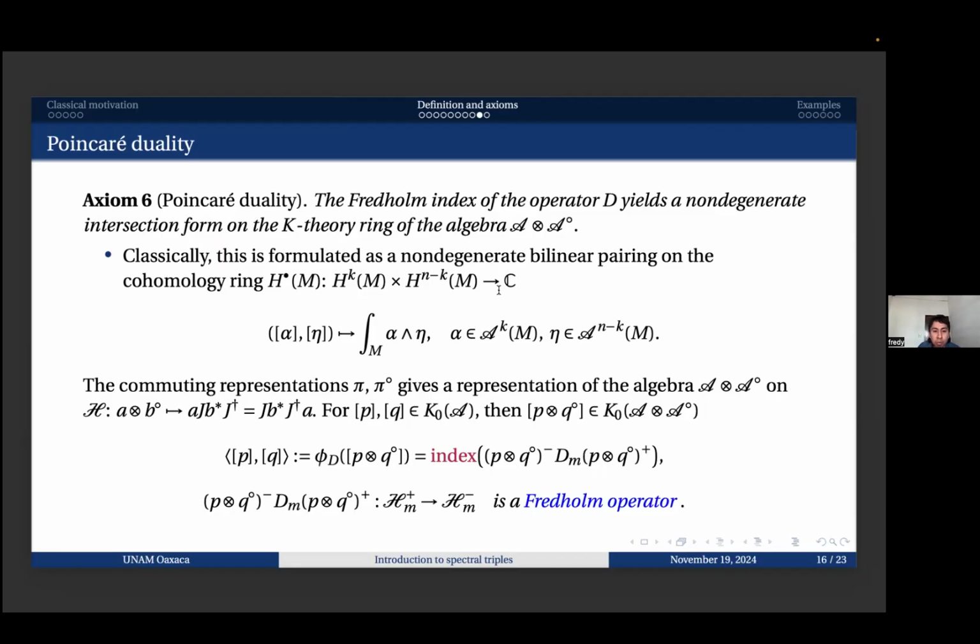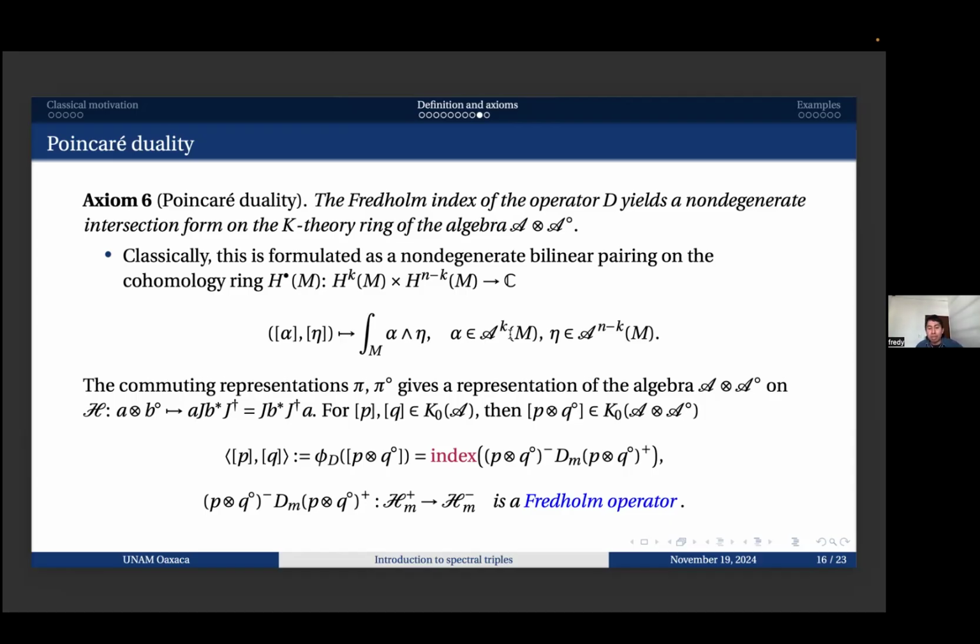Classically, this is formulated as a pairing on the cohomology ring of our manifold. So this is saying that this pairing, which is defined in this way, is actually non-degenerate. So, what is the transition to the non-commutative setting?